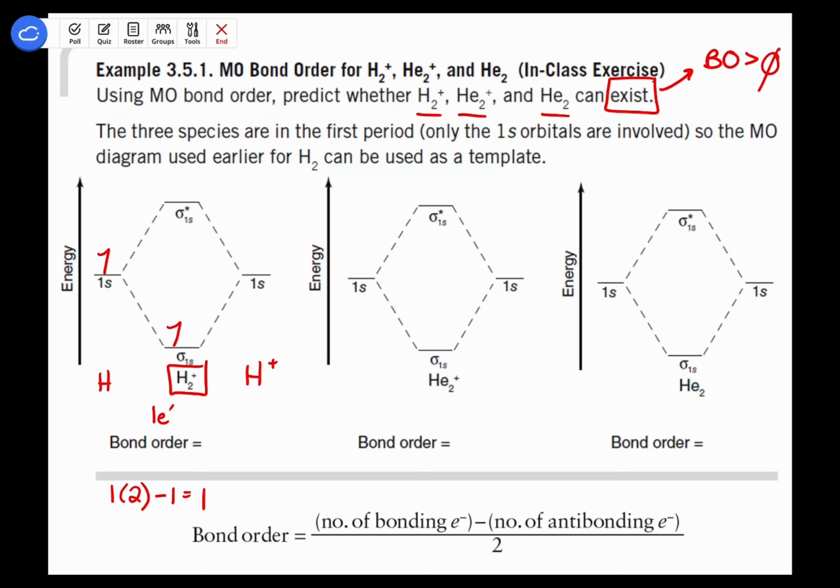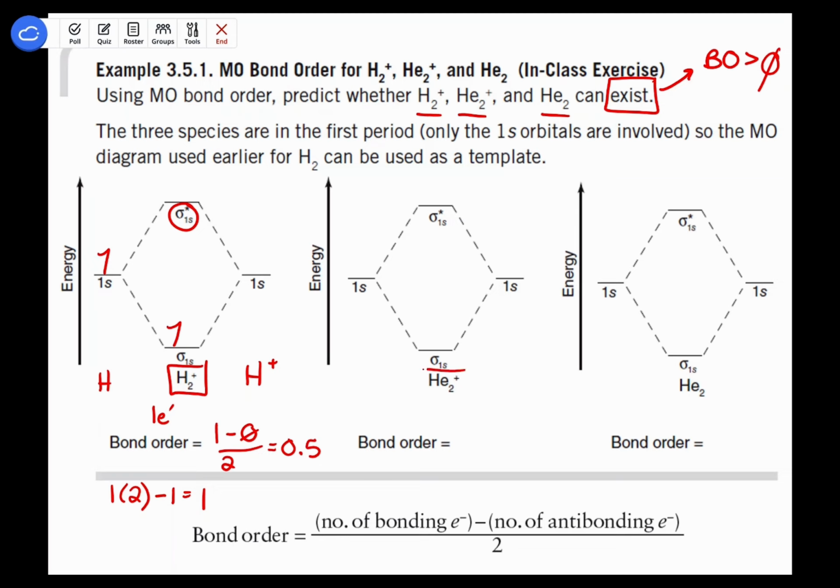And then we can calculate the bond order. So the number of electrons in bonding orbitals is 1. The number of electrons in antibonding orbitals is 0. Divide by 2, and we get a bond order of 0.5. So if you ever come across H2+, you can predict that it has a 0.5 bond order, so less than a single bond for strength.